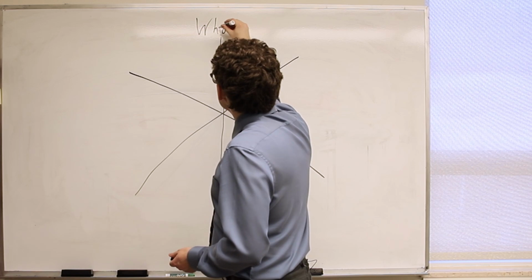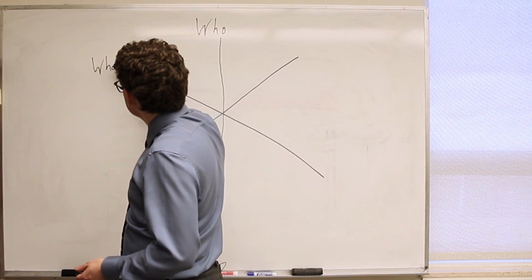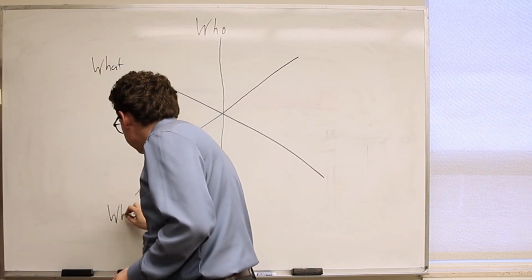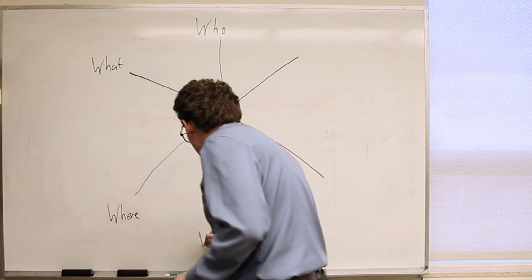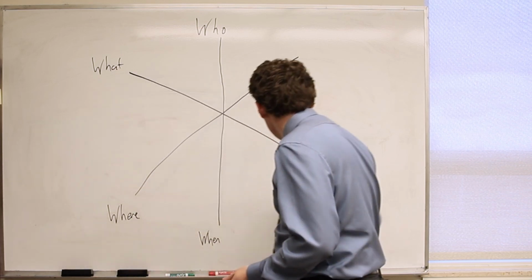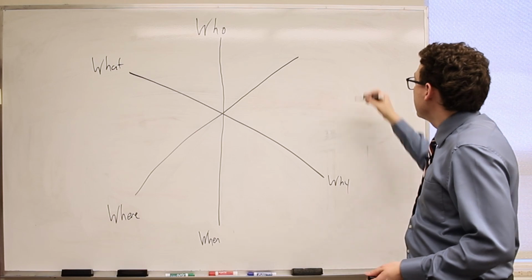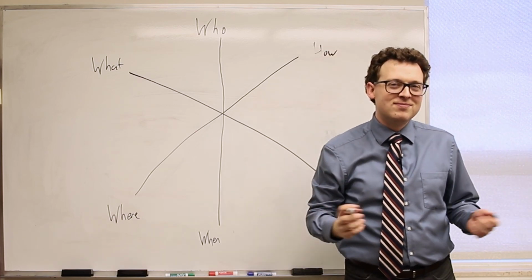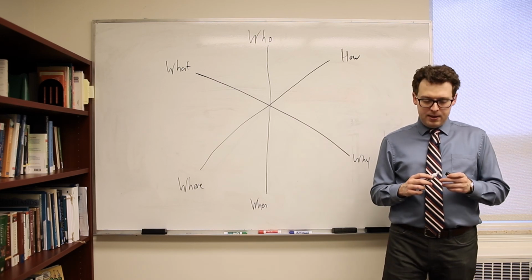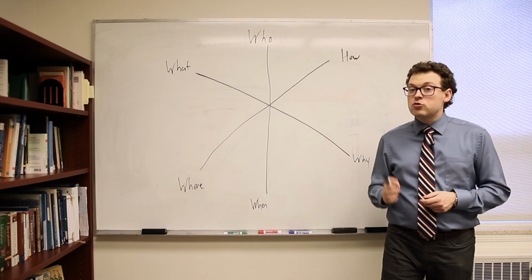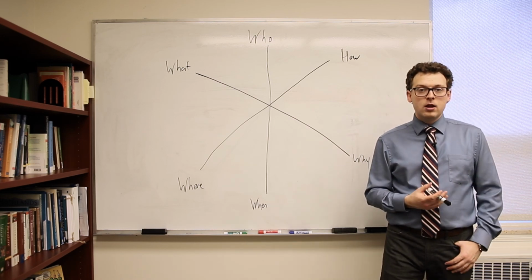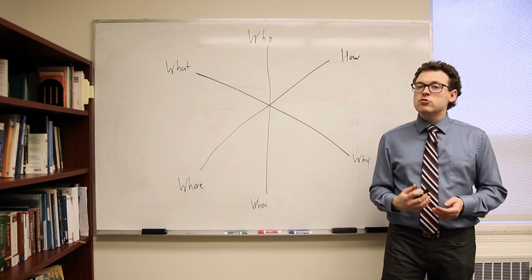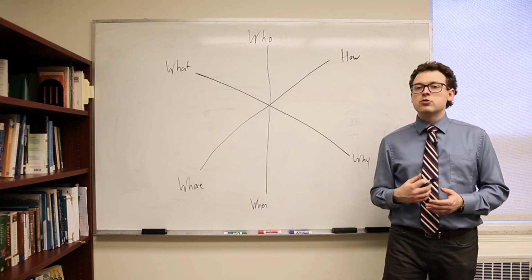Who, what, where, when, why, and how. And yes, please forgive my awful penmanship. Now the key to this method is in the name. We're trying to come up with questions. We aren't looking for answers yet. The whole point is to come up with questions that you can answer as part of your research process.